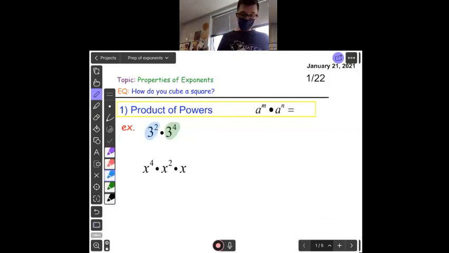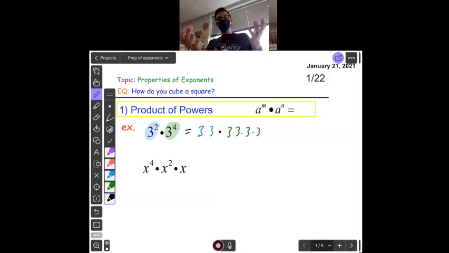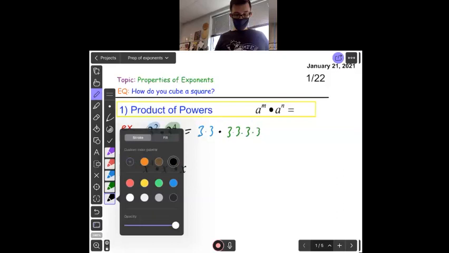Well, 3 squared means 3 times 3, right? And 3 to the 4th means 3 times 3 times 3 times 3. And what are we doing with those two things? Well, we're multiplying them. Well, when I look at that, what's happening there, right? It's 6 3's multiplying together. Well, what do we call repeated multiplication? Well, that's exponents. Well, what's my exponent here? Well, it's just a 6.